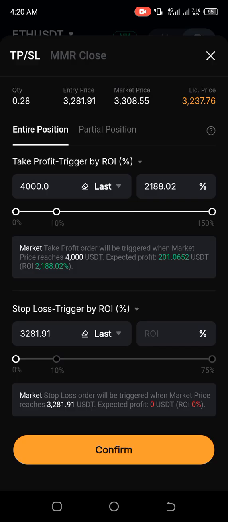Then I will increase the stop loss value to go above the entry price. Remember, I'm taking a long trade. This is 3281. So if I adjust it, and the current price is 3311 or 3310, as you can see, the market price, that's the current price of this Ethereum.